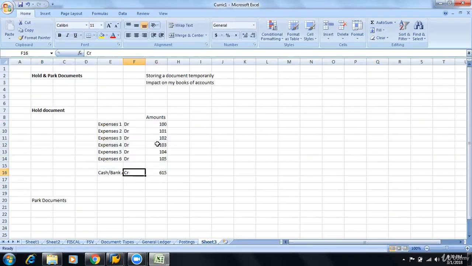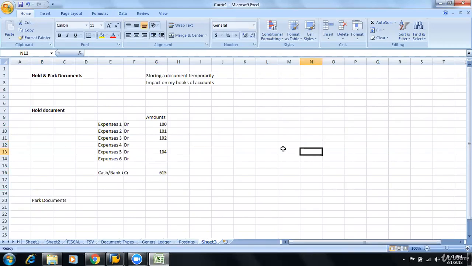For example, let us assume he does not have this information of 103. He is not sure what the amount is, or he's not sure of the two amounts, 103 and 105. For example, these are vanished. What do you want him to do? This is part of his daily, weekly or monthly transaction. He can get this information later on, probably after 1 or 2 days.